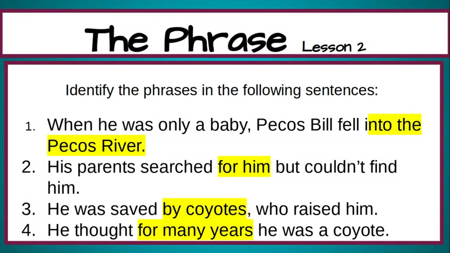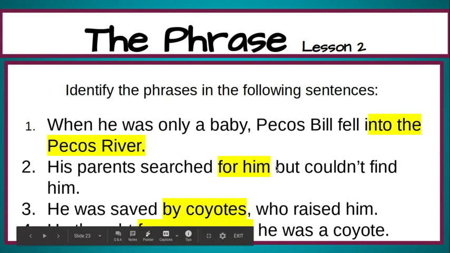Number 1, when he was only a baby, Pecos Bill fell into the Pecos River. The phrase is into the Pecos River. It starts with the preposition into, and it ends at river because that's the end of the sentence. Number 2, his parents searched for him but couldn't find him. The phrase is for him, starts with the preposition for, ends with him because, of course, but is a conjunction connecting us to a new verb.